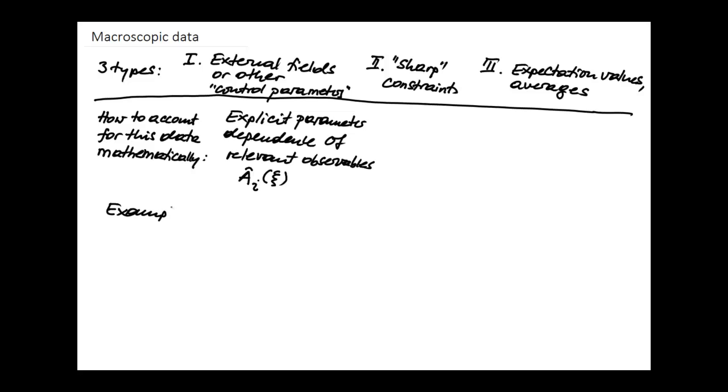Consider as an example, I already mentioned the case where you have a magnet that is subject to an external magnetic field. Now, for a magnet, as for practically all systems that we will consider, the energy and hence the Hamilton operator is always amongst the relevant observables.